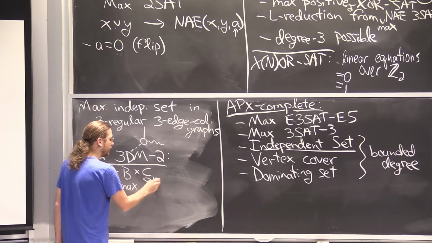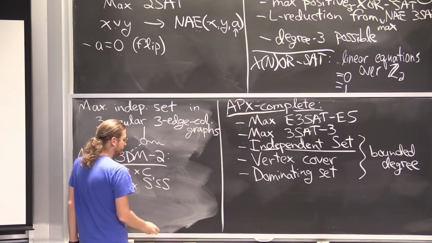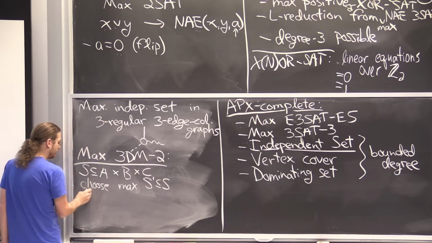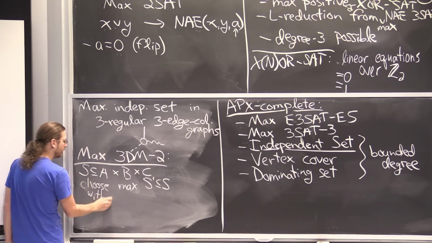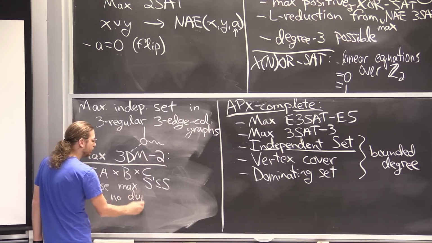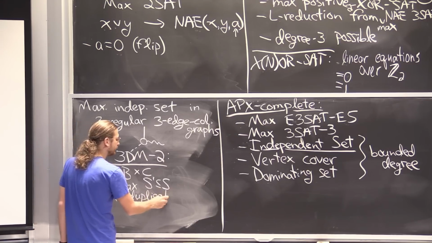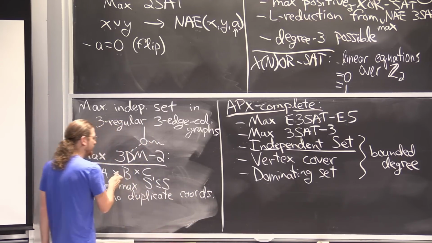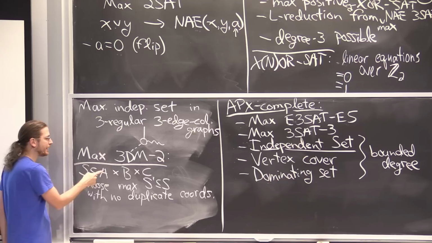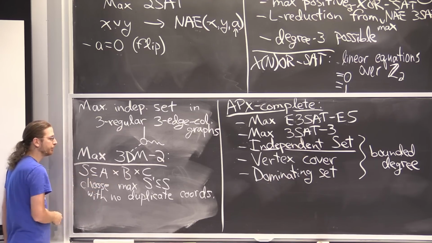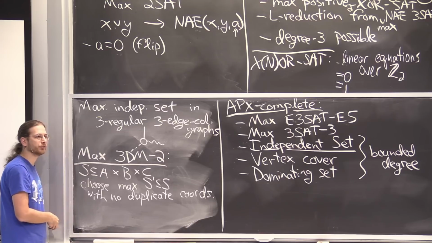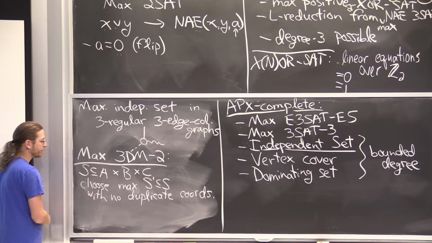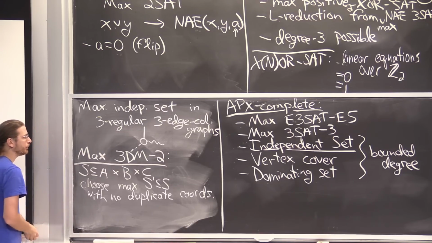So the problem is: choose a max subset S prime of S with no duplicate coordinates. Let's assume A, B, and C are disjoint. Then I don't want any element in A union B union C to appear twice in this chosen set S prime. Okay, so that's the problem.